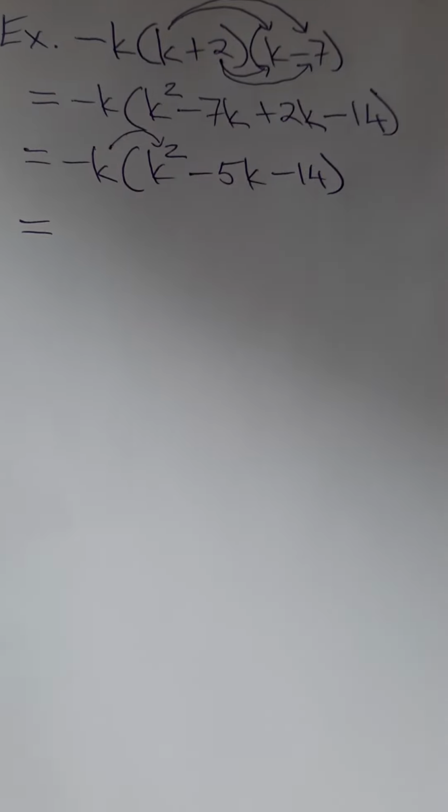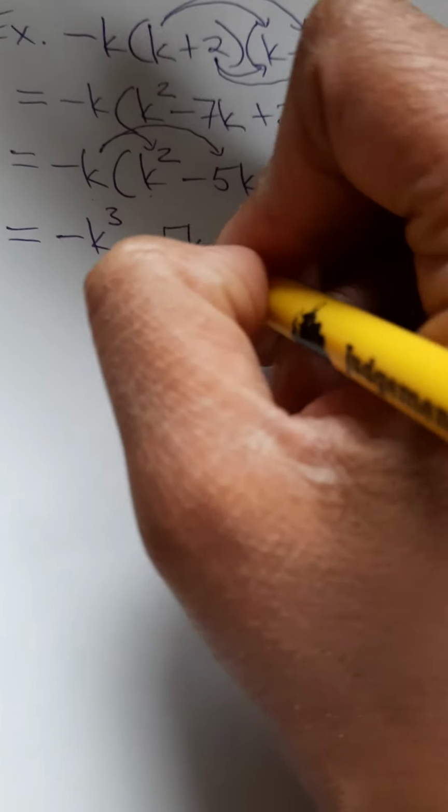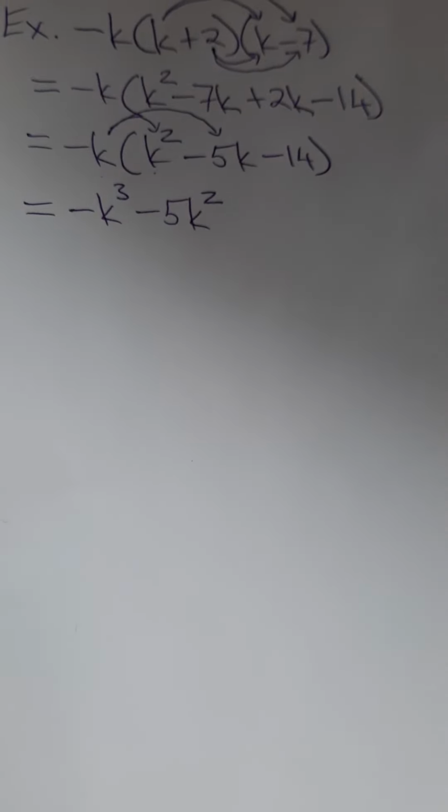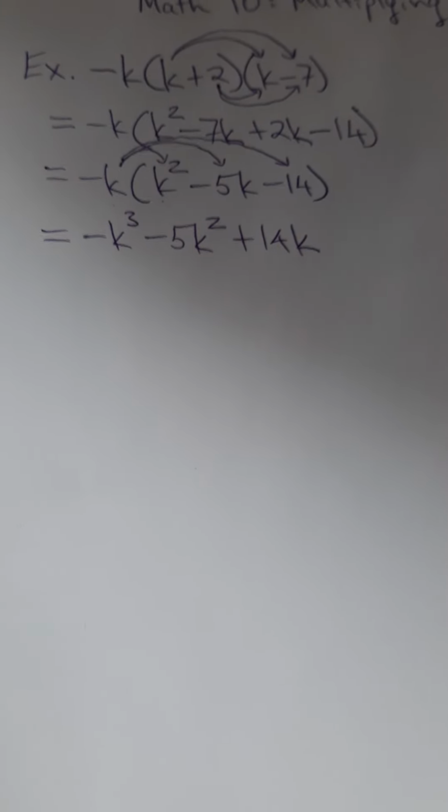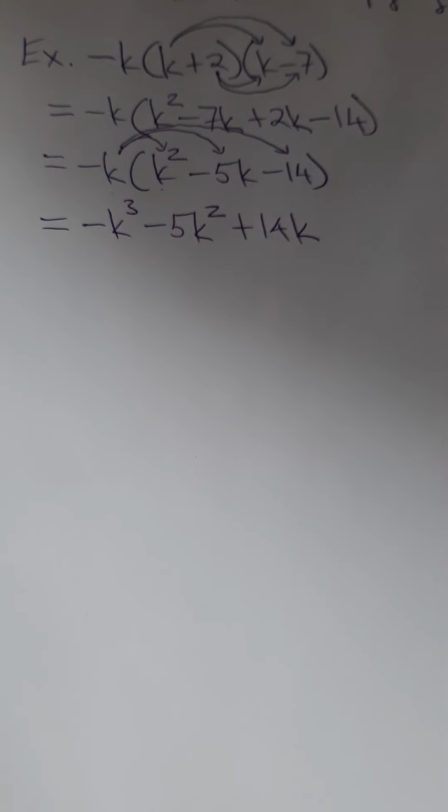So here we're doing negative k times k squared, negative k cubed. And then the second one, k times negative 5, negative 5k squared. Lastly, we're going to do the negative k times negative 14, so this is positive 14k. Are there any questions there? Make sure you're multiplying out the binomials first, and then you can do the distributive property at the very end. All right, so with that, let's go to the next example.